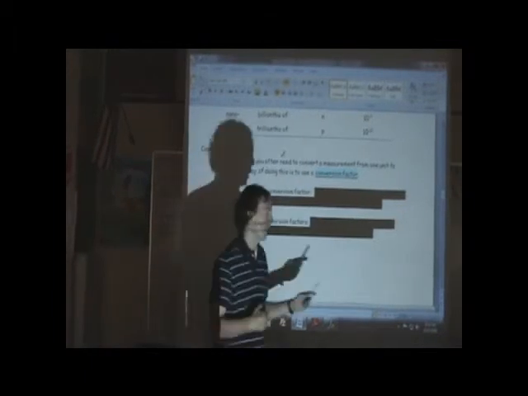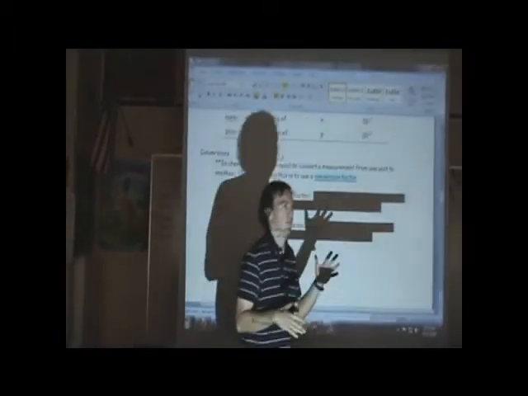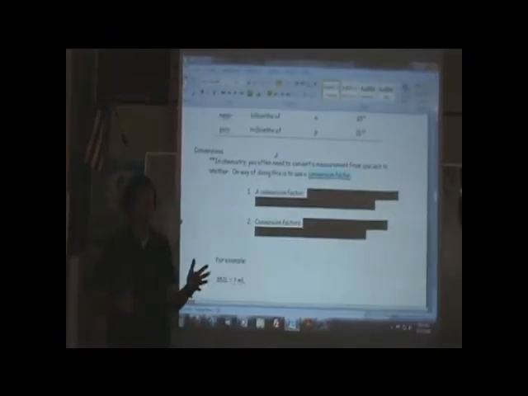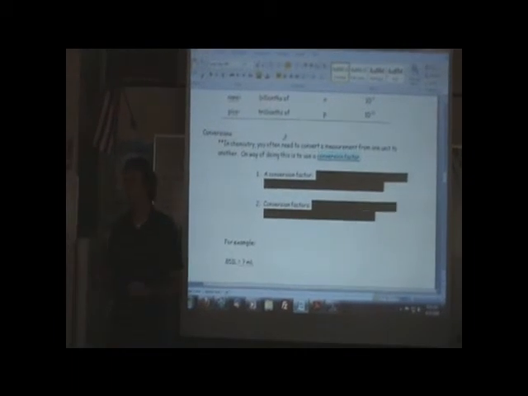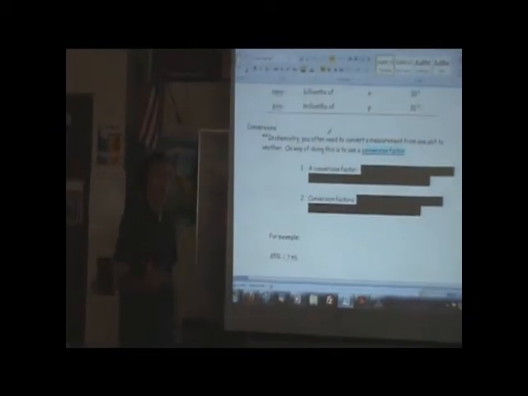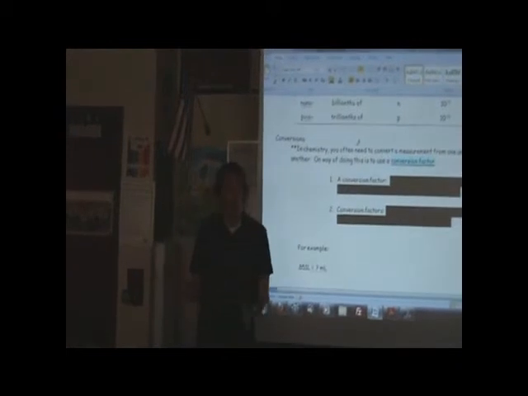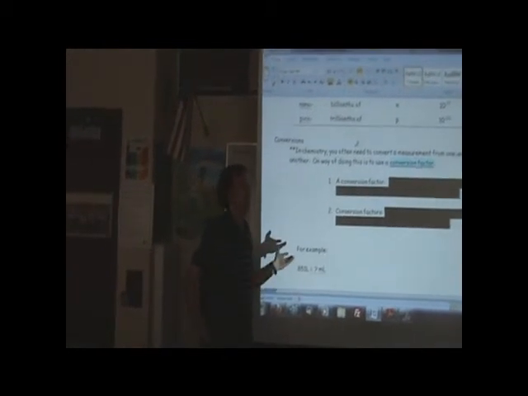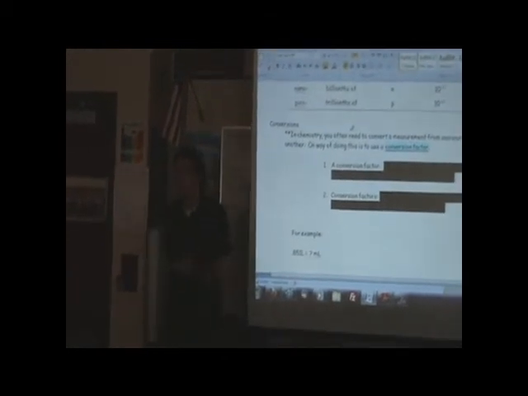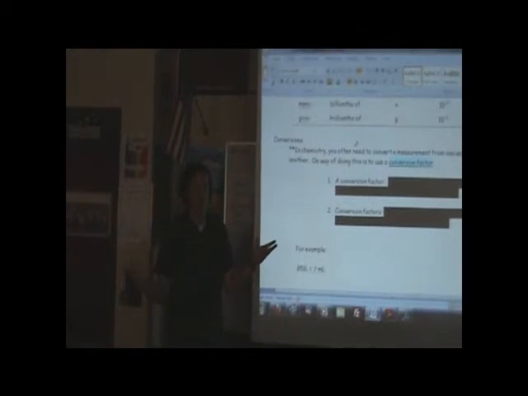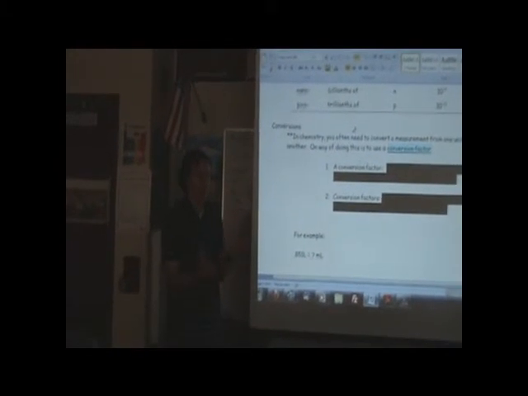So we kind of got into metrics yesterday. I showed you how to convert between really big numbers and really small numbers by moving the decimal place. And you can always use that. It's very convenient. It involves no math. It's easy. That's why the metric system is so useful, because you can express really big numbers and really small numbers in a way that makes sense.